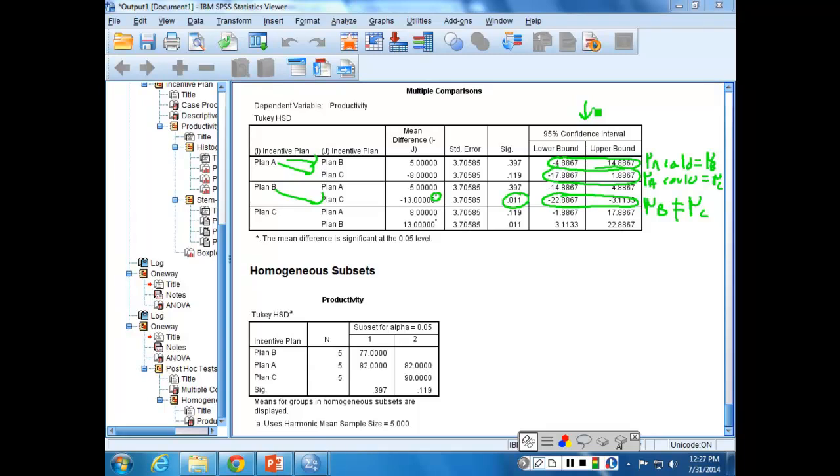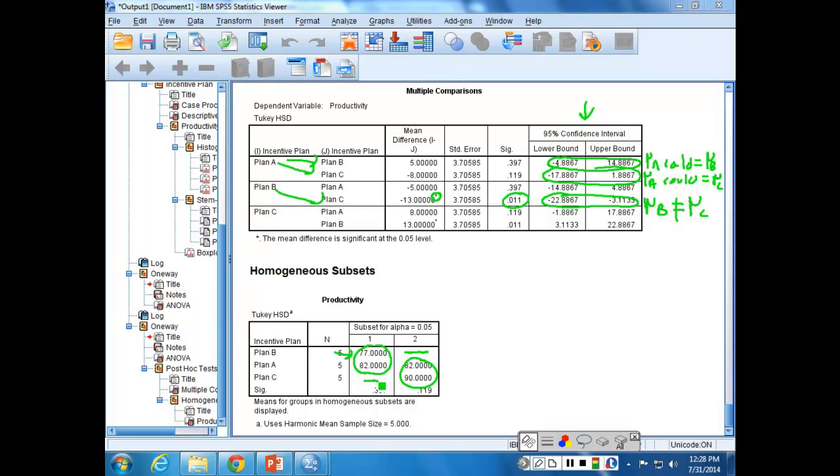So here's the way to read this. It has B, A, C. B and A are in the same column. They could be equal. C and A are in the same column. They could be equal. But B and A, we don't have them together. B and C are not in the same column. C is not in this column and B is not in that one. Those are the ones that differ.